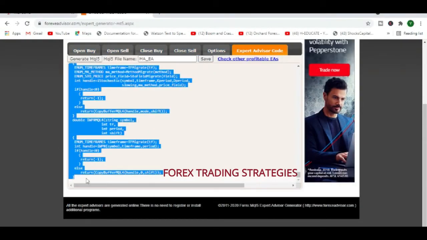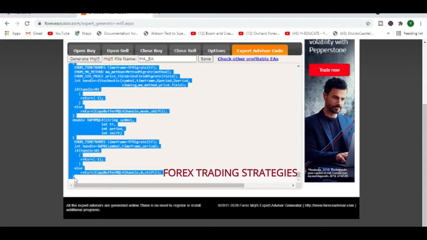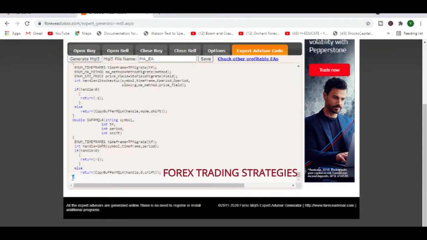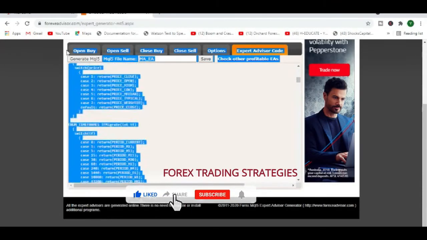So what you're going to do is copy all the code. Don't even omit a simple thing like this. Well, maybe copy up to here. No, you must copy the whole thing.